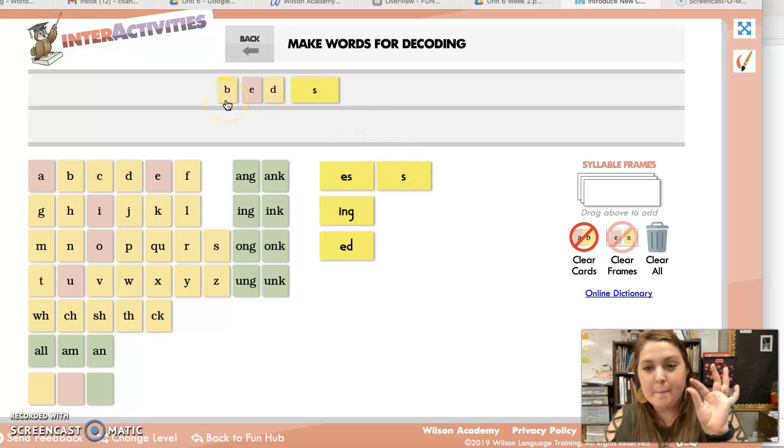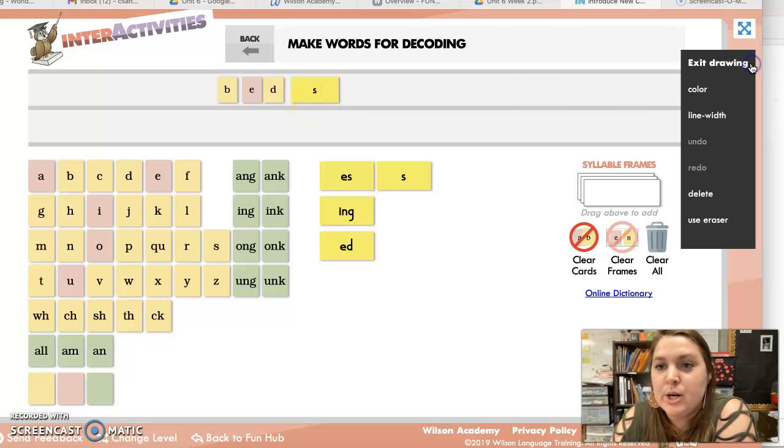Let's tap it. Bed, bed, beds. All right, what do I need to mark up in this word? What's my base word? Our base word is bed, so I underline the base word. What's the suffix? The suffix is S, so I circle my suffix. What sound did that S make at the end of beds? You heard the Z sound, so I need to write a Z above it because it says the Z sound.